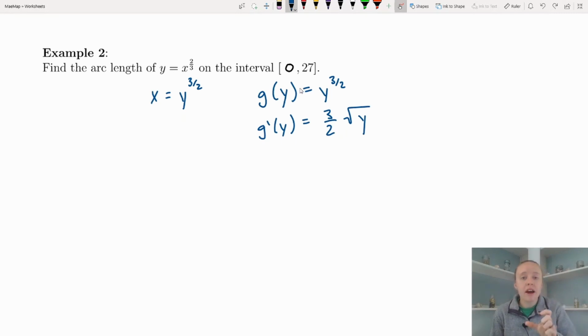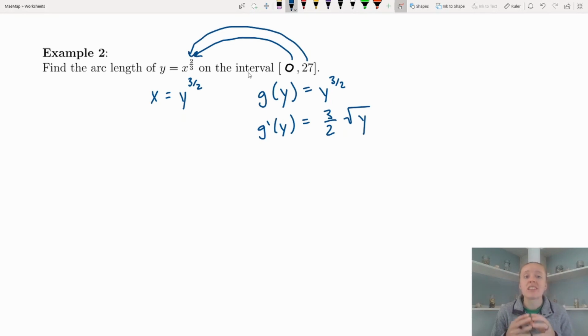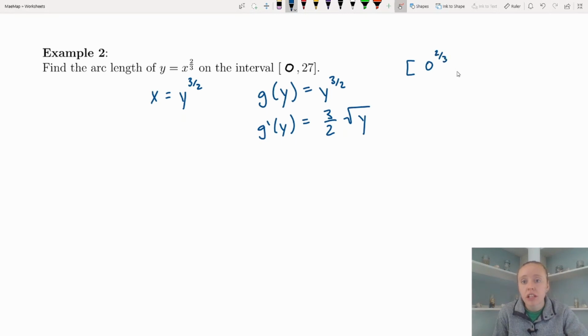But if we know the bounds for x, we can easily plug those in and figure out our bounds for y. So I'm going to plug 0 into our original, and I'm going to plug 27 into our function and solve for y. That will give me my y bounds. So my new interval, plugging 0 in, I'll have 0 to the 2/3, and then plugging 27 in, I'll have 27 to the 2/3 as my bounds for y.